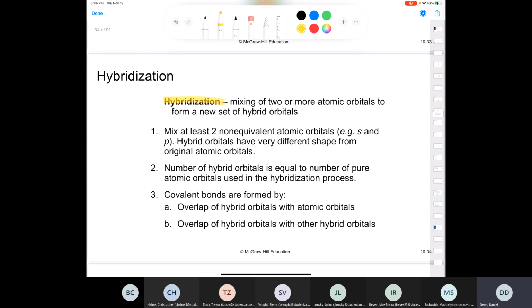Hybridization is the mixing of 2 or more atomic orbitals to form a brand new set of hybrid orbitals. The way that we form hybrid orbitals is that we're going to mix at least 2 non-equivalent atomic orbitals, like an s and a p, or an s and a p and a d, okay? Hybrid orbitals have a very different shape from the original atomic orbitals that we looked at. What were atomic orbitals? Those were the s, p, d, and f orbitals. The number of hybrid orbitals is equal to the number of pure atomic orbitals used in the hybridization process.